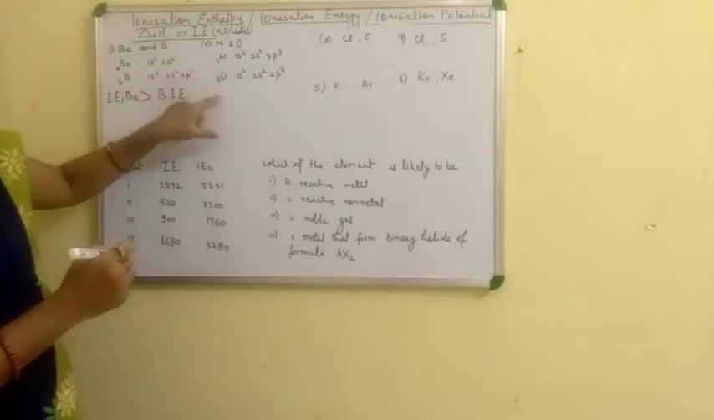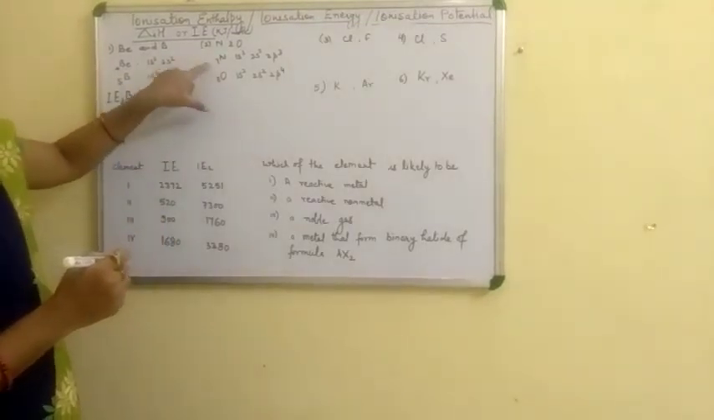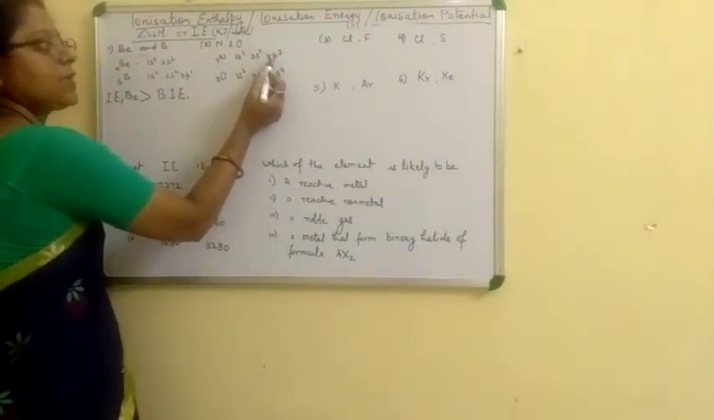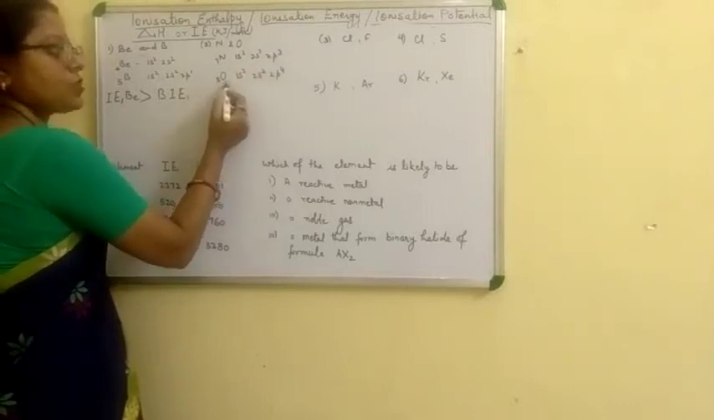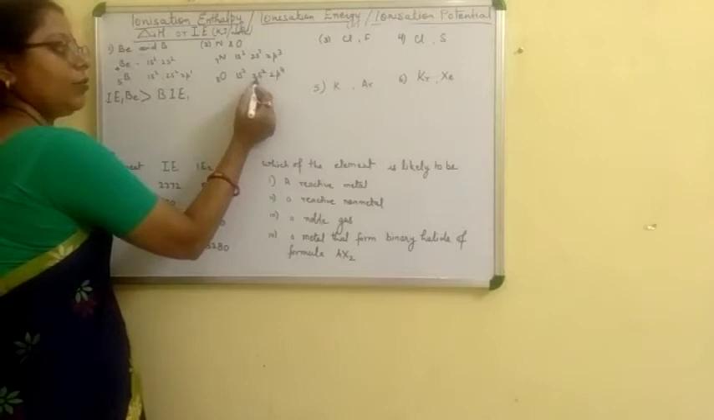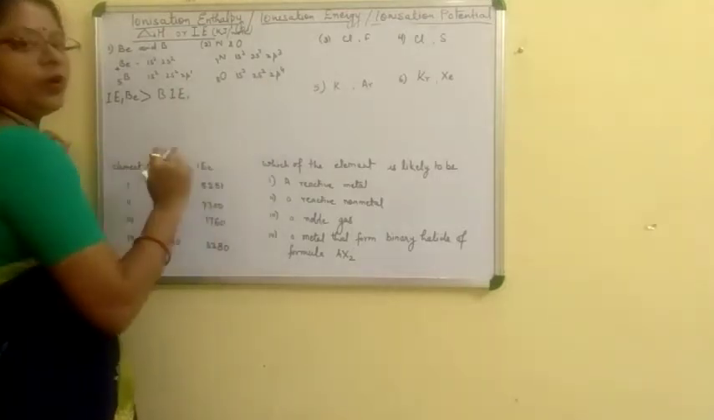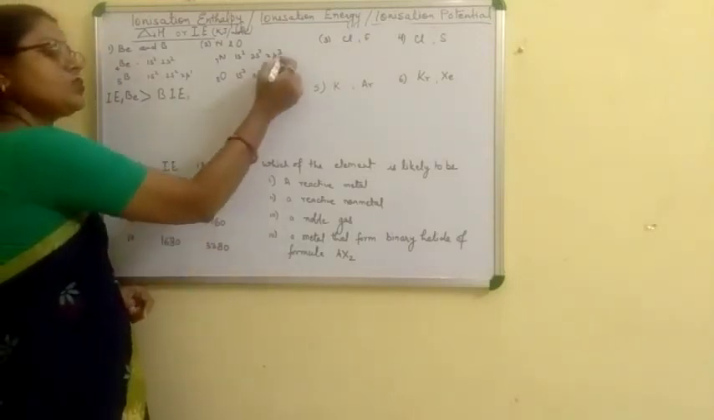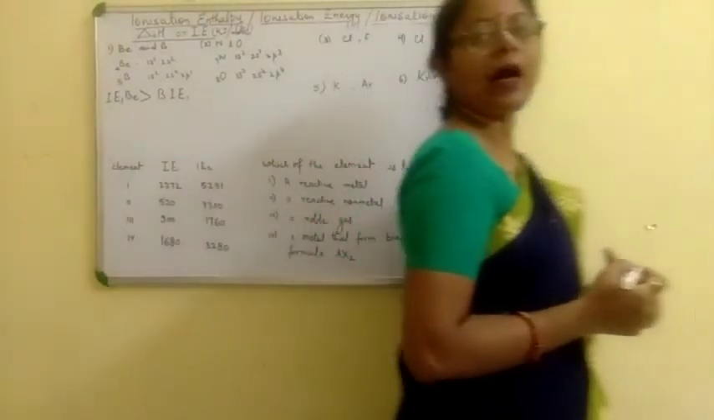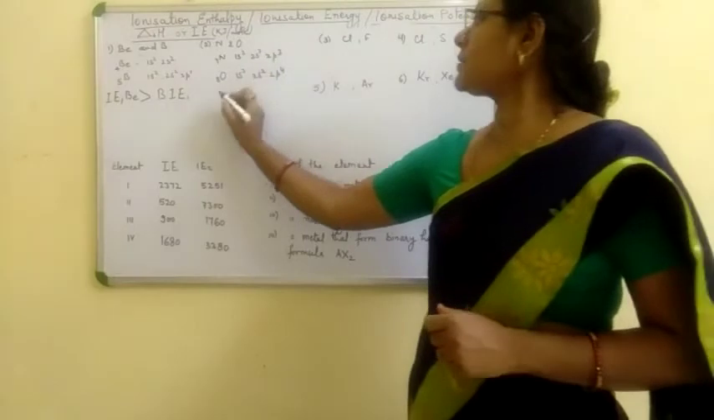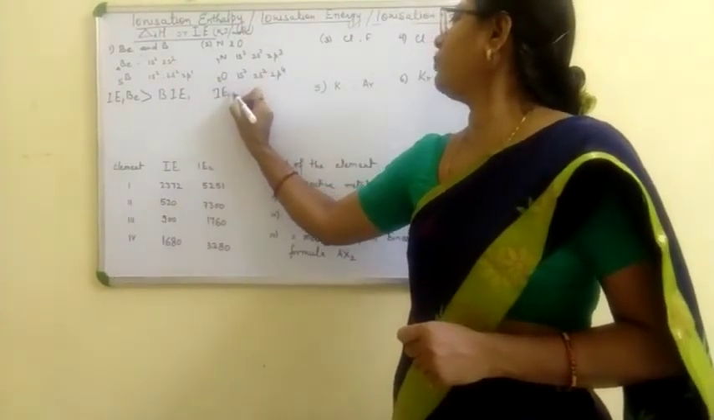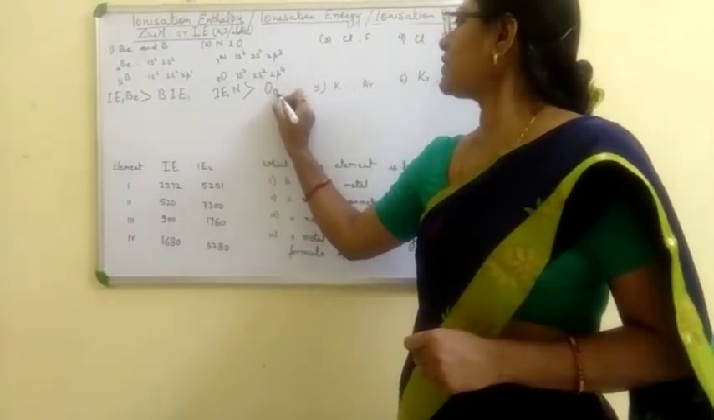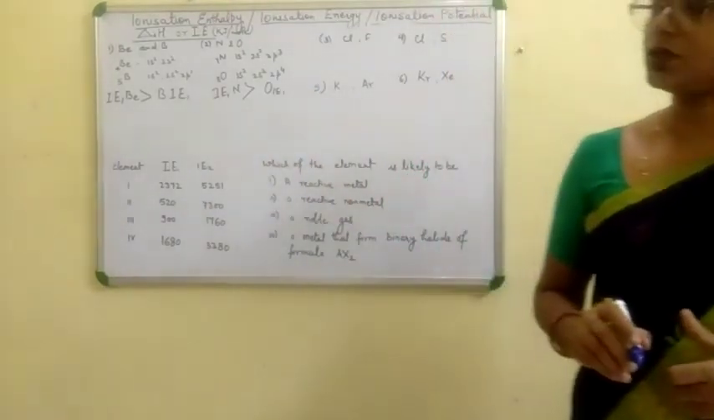Now, in the case of nitrogen and oxygen, in nitrogen the electrons are filled in the p orbital as 2p3, and oxygen has the electronic configuration 2s2 2p4. We know that a half-filled orbital gives extra stability. In nitrogen the p orbital is half-filled. That's why nitrogen has a higher first ionization potential than oxygen.